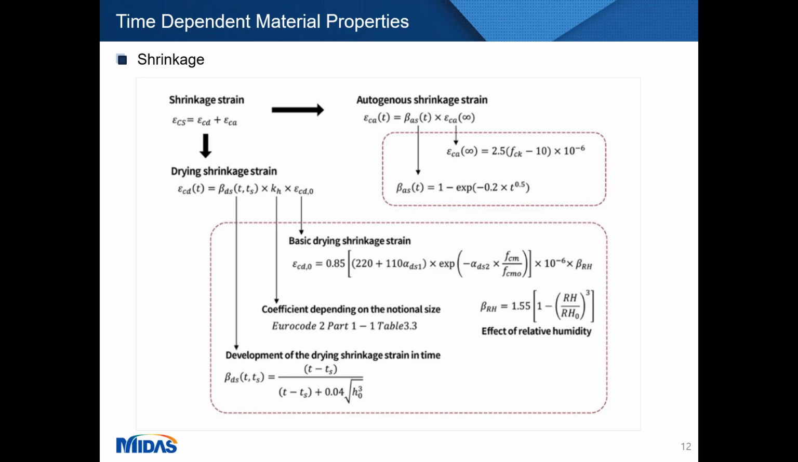So this is dependent on the strength of concrete. Then the development of the drying shrinkage, beta ds, can be calculated as per the formula shared in the image. Similarly, for the autogenous shrinkage strain, beta AS can be calculated as per the formula. So here beta AS is a time dependent formula, and similarly strain CA at time infinity can be calculated as per the formula shown here.